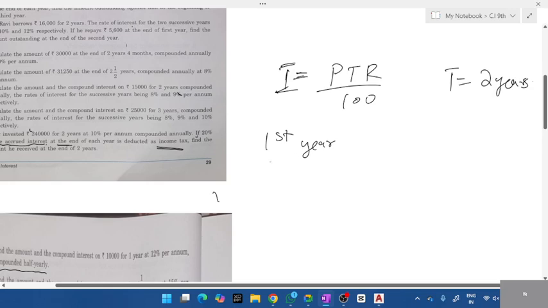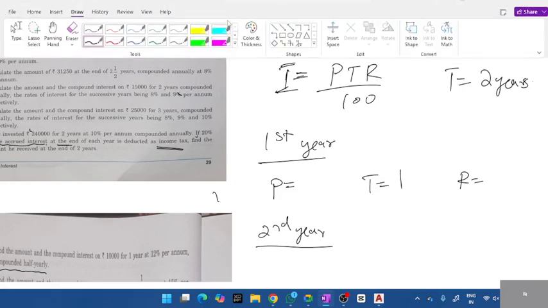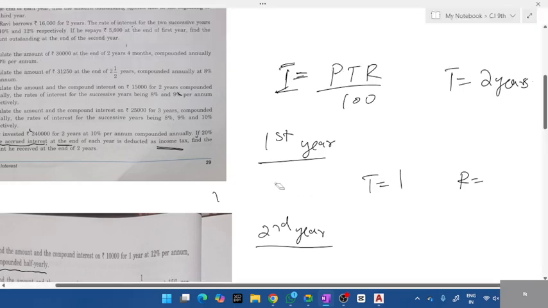Okay, I'm explaining the concept, Alicia. Look at this, students. How do you solve the first year? You take principal, you take time as 1, rate as whatever they've given, right? And next, the second year. This is how we used to solve. Instead of solving twice like this, we have a formula. You can directly do it in one step.